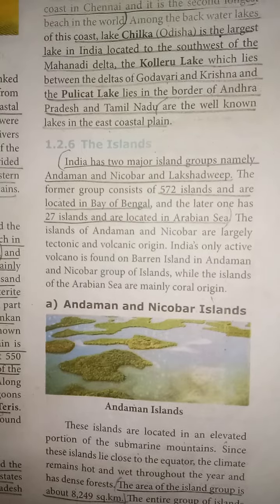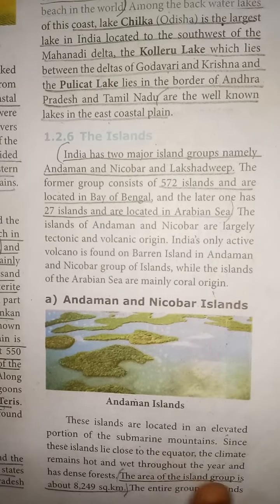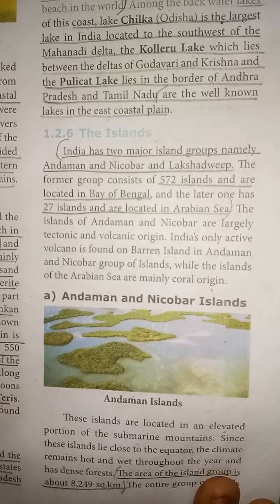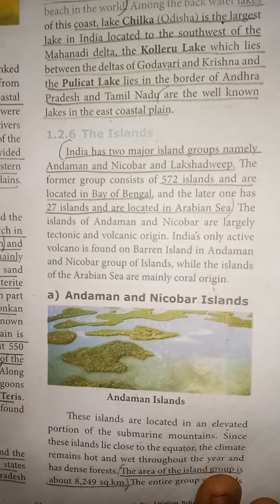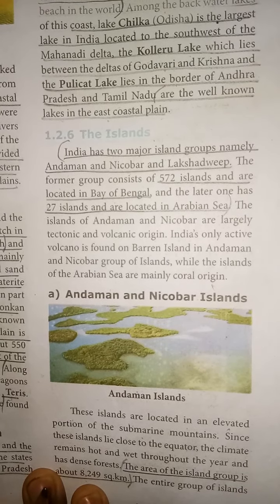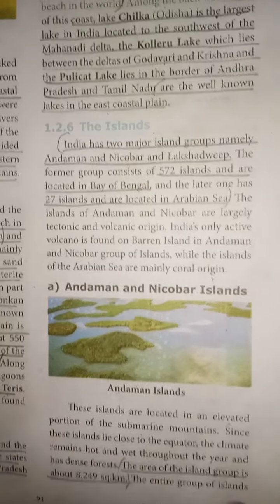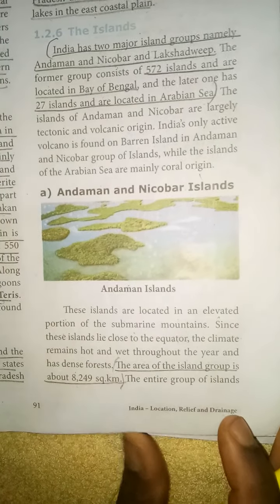The next, the islands. India has two major island groups, namely Andaman and Nicobar island groups and Lakshadweep island groups. Andaman and Nicobar island groups is located in Bay of Bengal and the Lakshadweep is in Arabian Sea. Now we will see the Andaman and Nicobar islands.